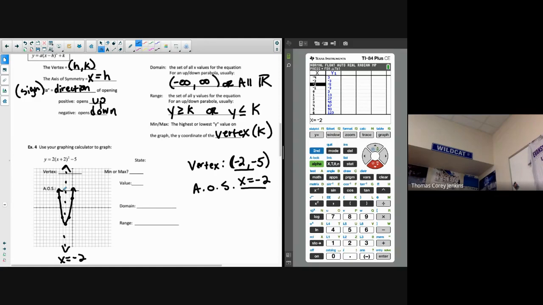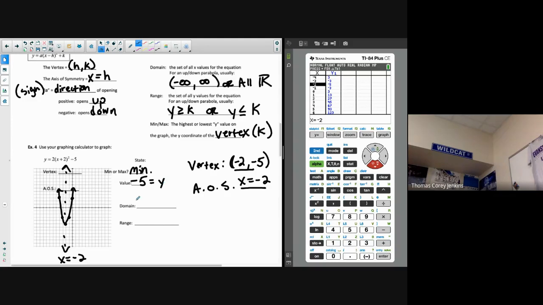Okay, so this wants to know, is the vertex a minimum or a maximum value? Okay, if it opens up, it's a minimum value. This is my smallest y value, whatever the y coordinate is in my vertex. So it's a minimum. What is the value? So what's the y value of my vertex? -5. You could say y equals -5. You could just say -5.